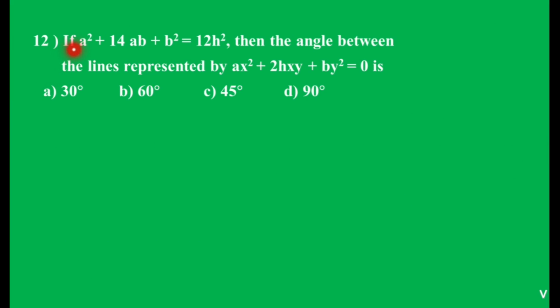Question number 12. If a square plus 14ab plus b square equals to 12h square, then the angle between the lines represented by ax square plus twice hxy plus by square equals to 0 is: option A is 30 degree, option B is 60 degree, option C is 45 degree and option D is 90 degree.